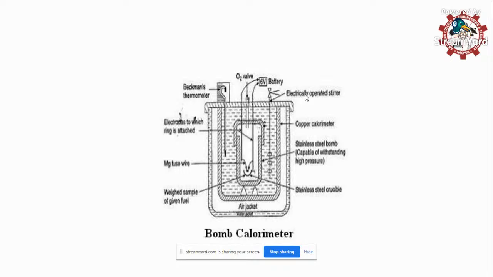We are using the Beckmann thermometer, as I told you. We'll be finding out the temperature, and even the slightest change up to 1/100th degree Celsius will be caught, or it will all be seen in the Beckmann thermometer. So, what do we have to do?